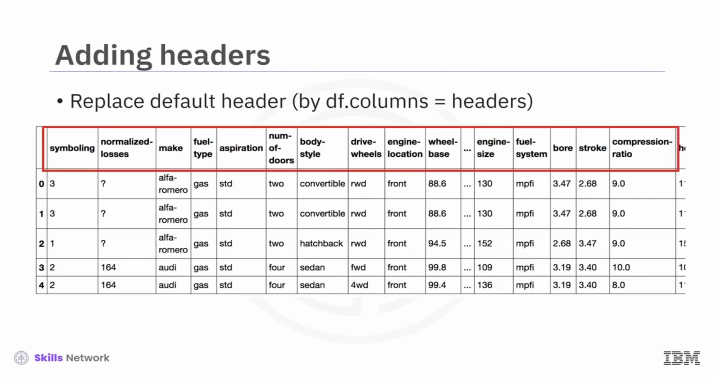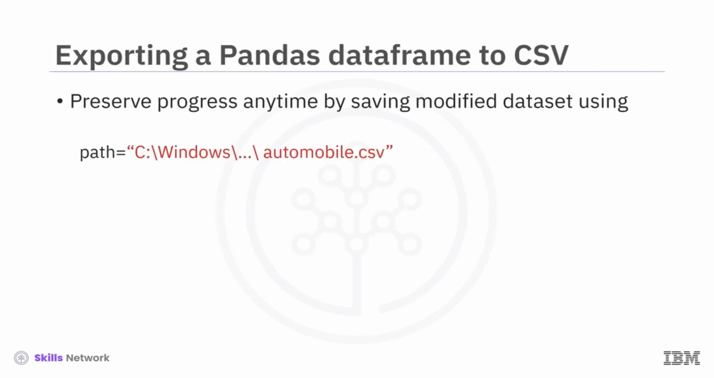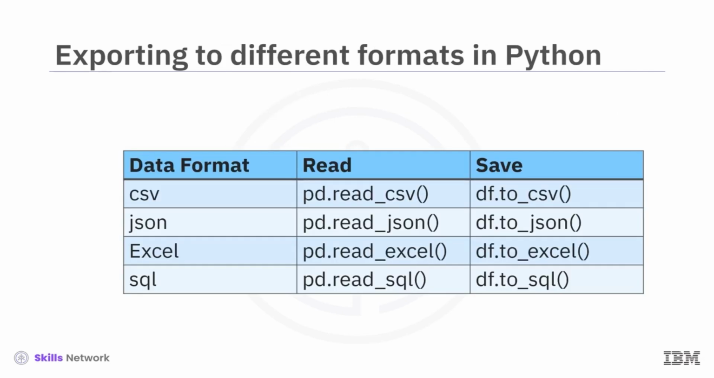At some point in time, after you've done operations on your data frame, you may want to export your Pandas data frame to a new CSV file. You can do this using the method to_CSV. To do this, specify the file path, which includes the file name, that you want to write to. For example, if you would like to save data frame df as automobile.csv to your own computer, you can use the syntax df.to_CSV. For this course, we will only read and save CSV files.